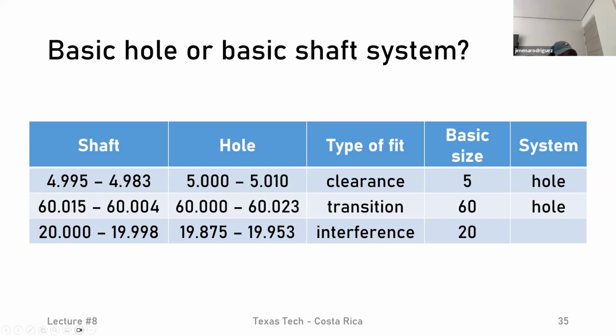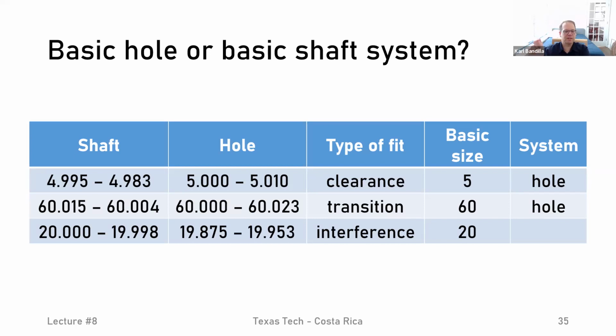I'm confused. So in total we have four limits: two limits for the shaft and two limits for the hole. One of those four is going to be equal to the basic size, and for these defined fits that's always going to be the case. Whatever limit it is, upper or lower, doesn't matter. But if it's the limit of the shaft that is the same as the basic size, it's a shaft system.